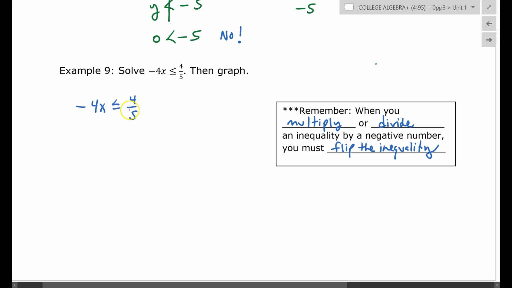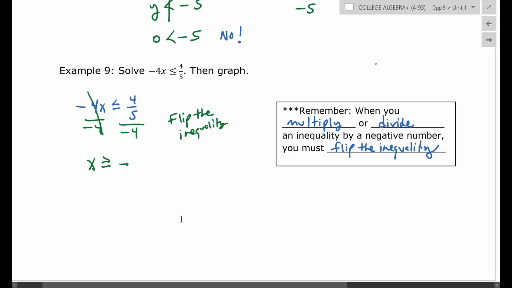So how do I get rid of the negative 4? I divide by negative 4, which means x, now I have to flip. So x is greater than or equal to a negative. What's 4/5 divided by 4?